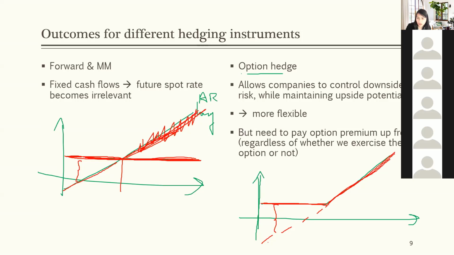Because with options, you have the flexibility to choose when you want to exercise your option, okay? So it's more flexible relative to the other two hedging instruments, but at the same time with an option hedge, you've got to pay premium upfront, right? Regardless of whether you exercise the option or not. So it could be a bit more costly.